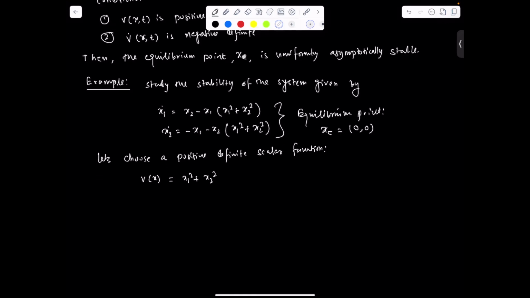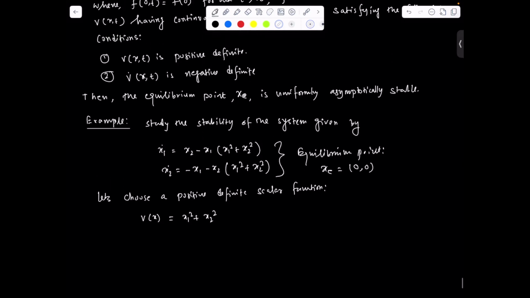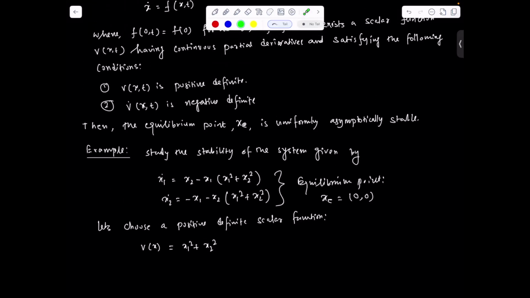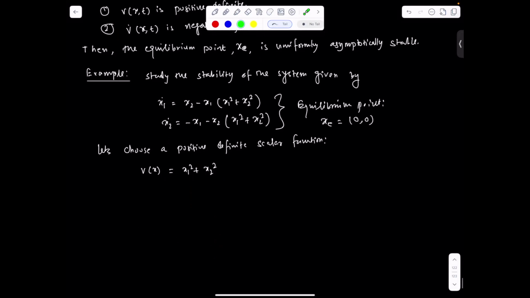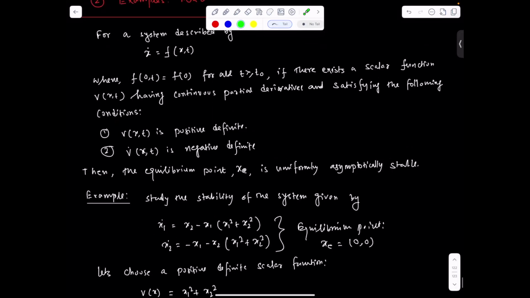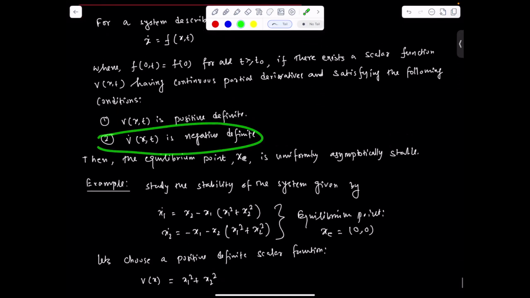It is basically randomly chosen, and if you choose any other function, the condition should still be satisfied. We have chosen this function, and this is basically a positive definite function. Now we'll take the time derivative of this function and validate the second condition.